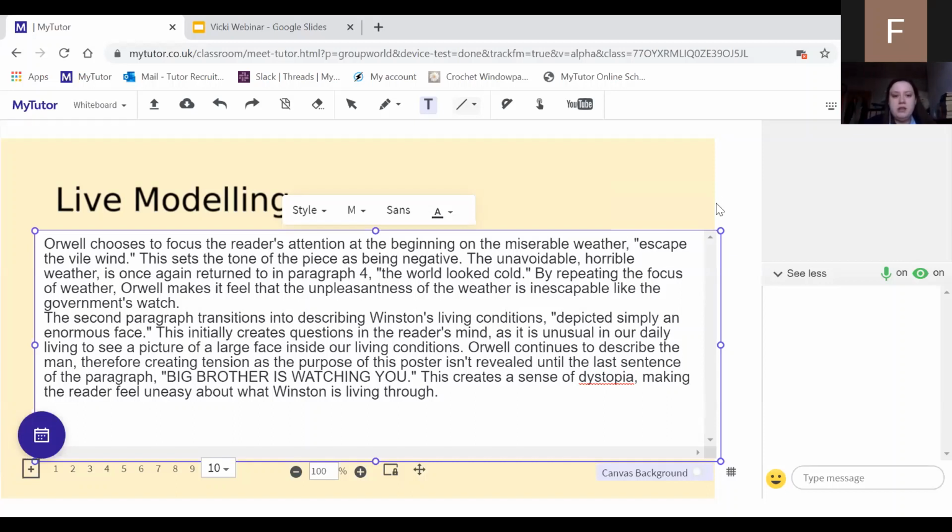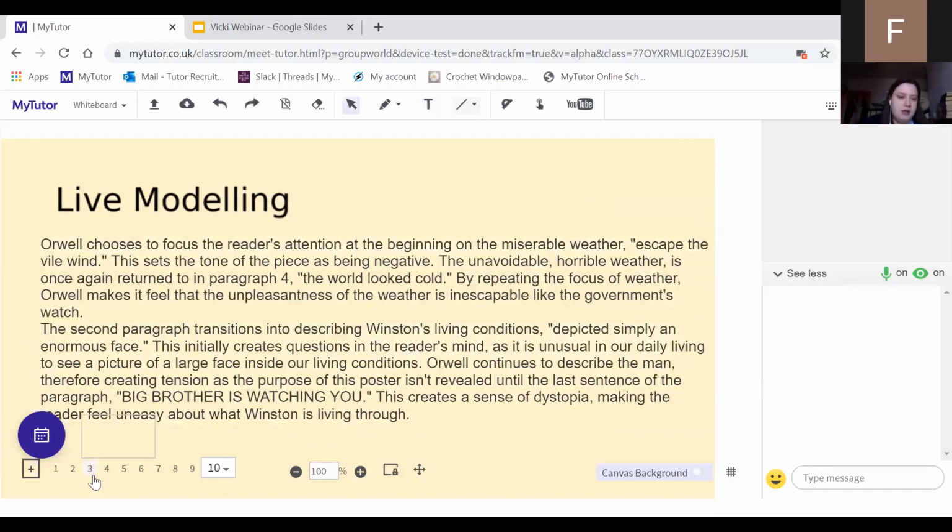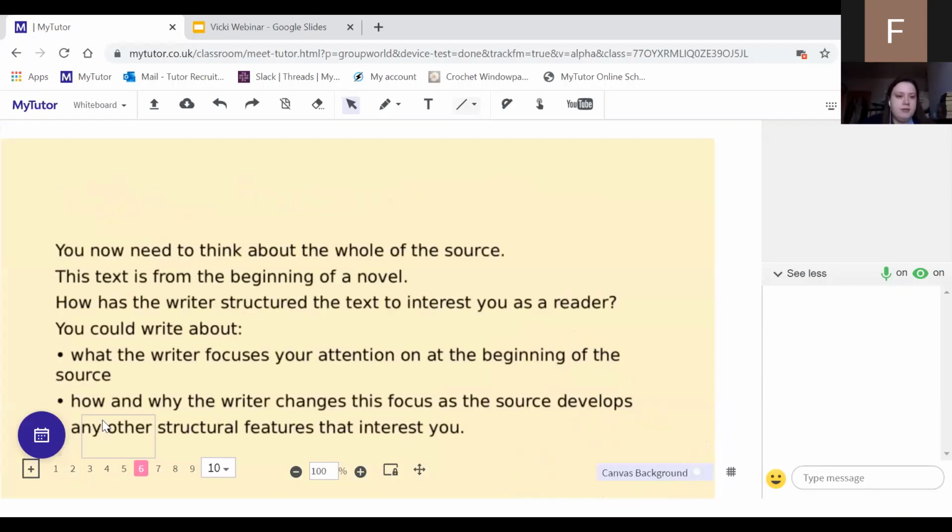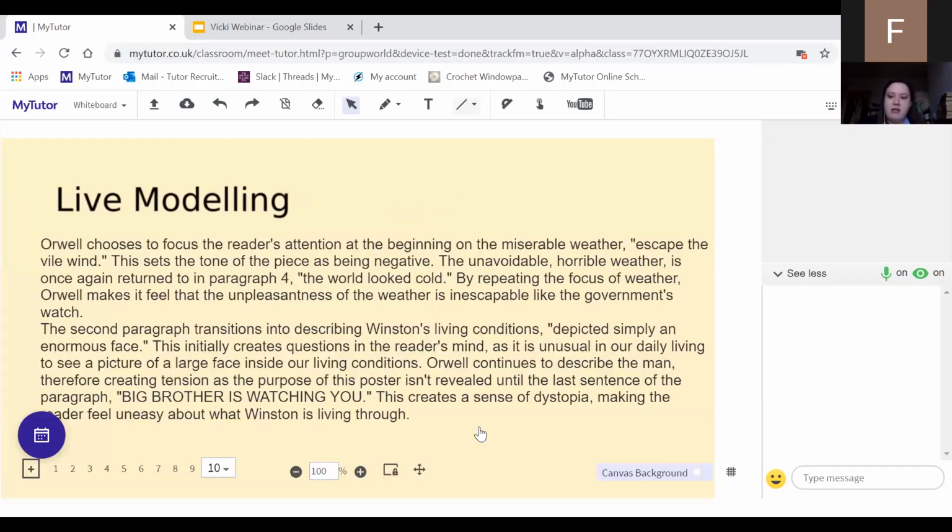Right, so I've ticked off all 3 bullet points today. So yesterday I think I only did 1 and 3. So where's my question? There we go. So yesterday I only spoke about the focus at the beginning and other structural features. Today I've done all 3 because I've talked about the focus at the beginning and then where the focus comes back to the same thing in paragraph 4. And I've also thrown in extra structural features like creating tension, tone and repetition as well. But I could expand on this further, but I'm just aware that we haven't got a lot of time left.